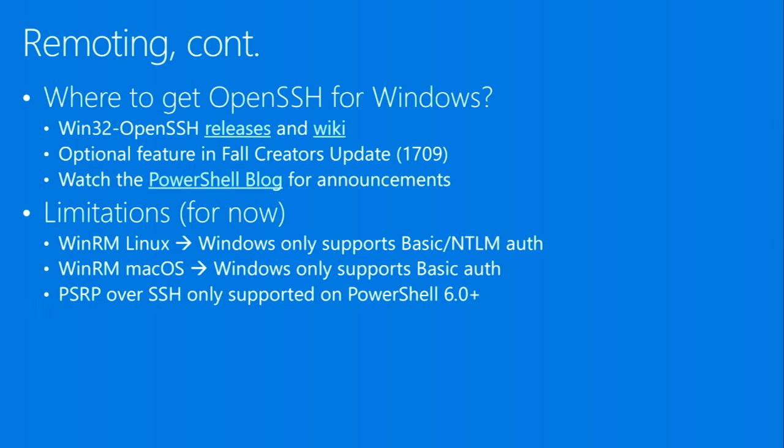We've also got a couple limitations for now that we're working through. Right now, Linux to Windows, as I said, only supports BASIC and NTLM auth. Unfortunately, Apple removed a lot of the NTLM functionality from macOS, and so we only support BASIC auth there. But we do want to bring Kerberos authentication to macOS as well. And then PSRP, the PowerShell remoting protocol over SSH, is currently only supported by PowerShell 6. We're not set in stone on whether that's going to be the case forever, but if you absolutely need it in 5.1, make sure to come to GitHub and explain your scenario to us, file an issue, so that we understand how we can meet your needs best.